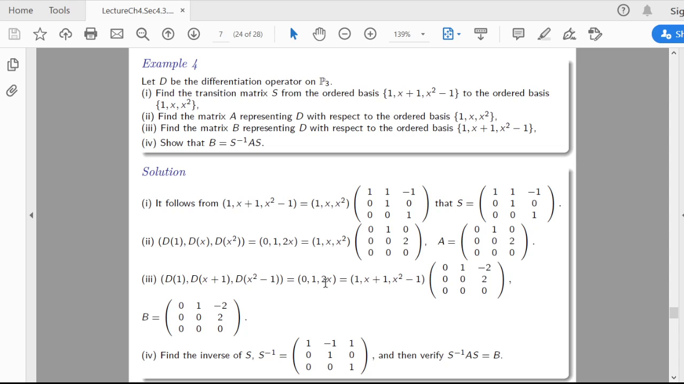So we got the first. Then 1 times 1, we got 1. X plus 1 times 0 got 0. X squared minus 1 times 0 got 0. So that's the one here.